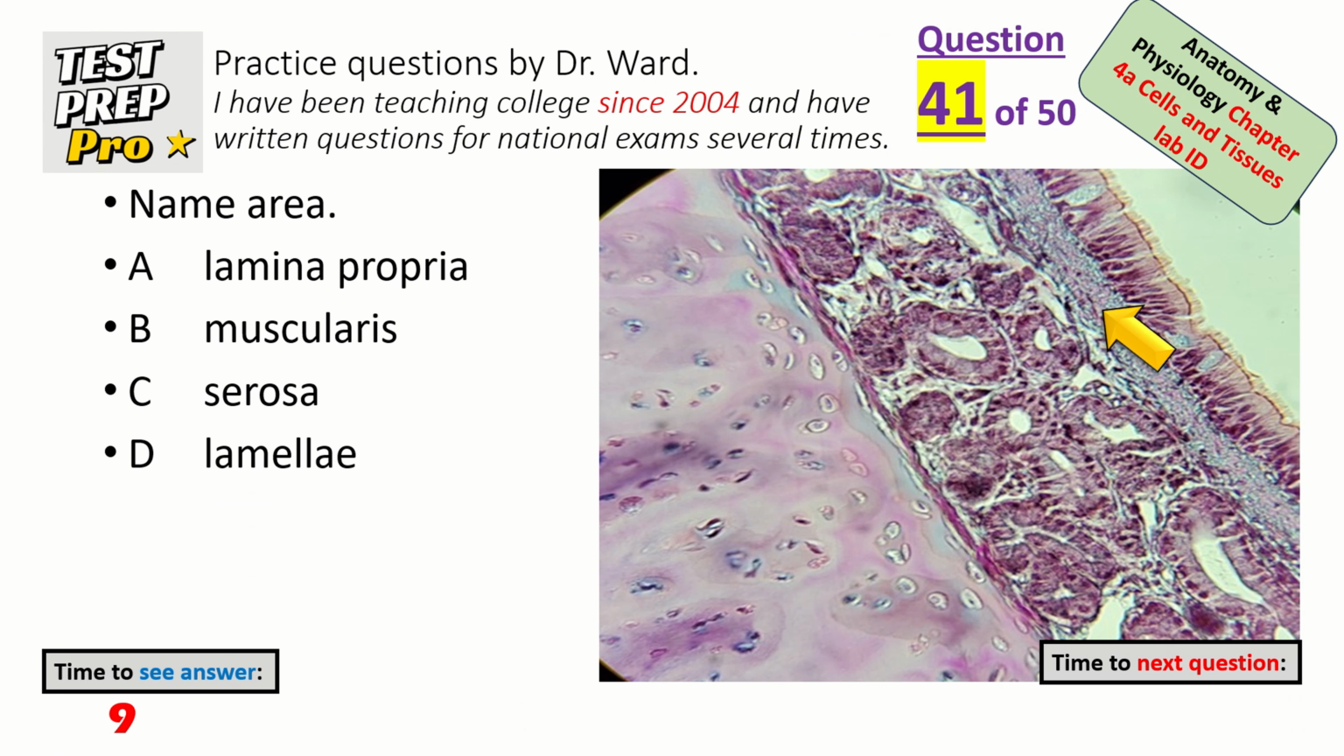Name the area. It's pointing to an area just underneath the basement membrane in a trachea slide. It's like a lighter colored area, just like a loose connective tissue. Lamina propria.